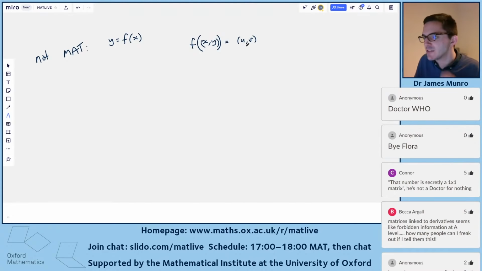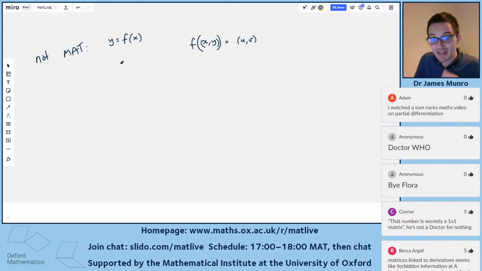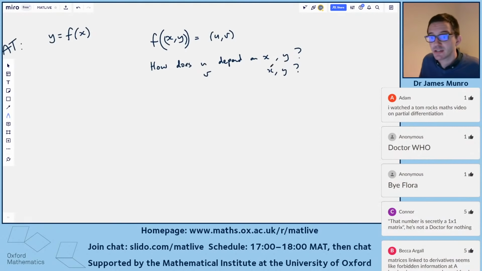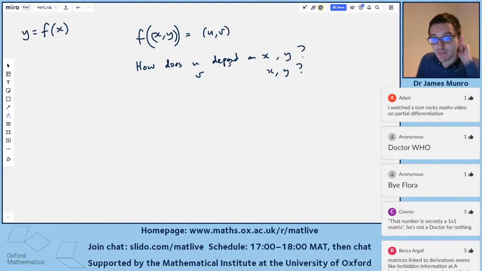There are things you can do here to talk about, well, normally I do a derivative, right? I do dy by dx. Here, the things that I might be interested in are things like how does u depend on x and y? Those are kind of two different questions. How does v depend on x and y? As you change x and y, u and v, these components might be completely different things, and they might change in different ways.